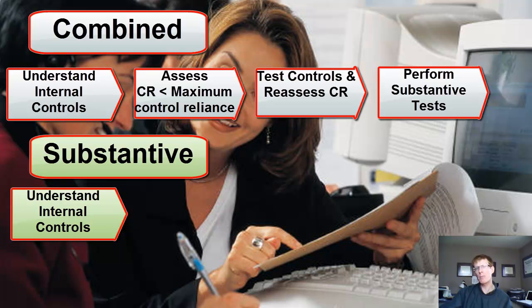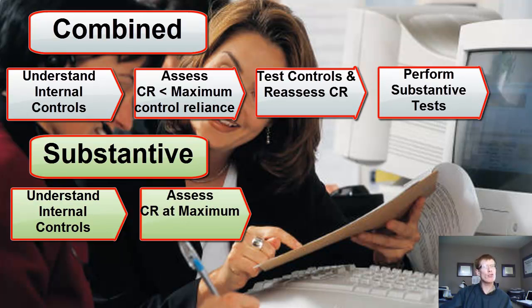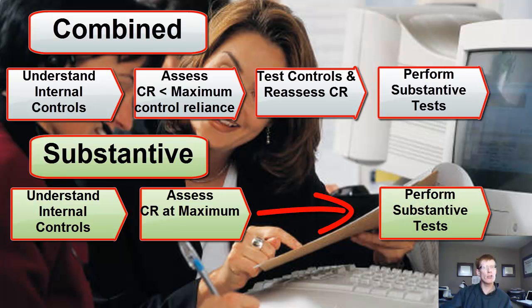Under a purely substantive approach, we would assess control risk at maximum. And this would take us right into the substantive audit procedures, which would generally be greater than had we done more work on the internal controls.